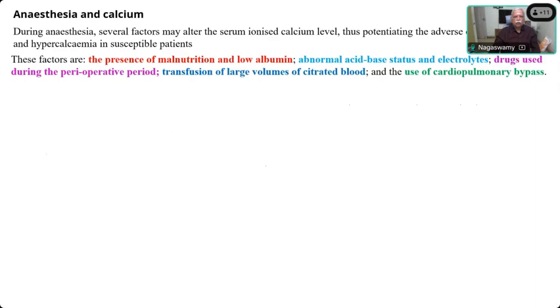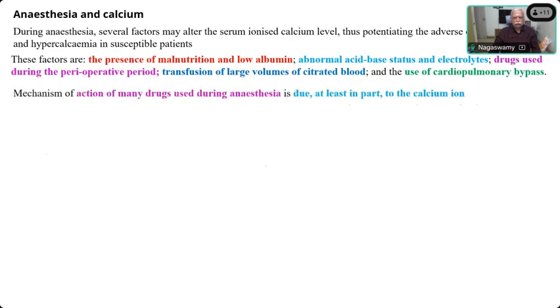So what are all the conditions that may lead to alteration? The presence of malnutrition or low albumin. As you know, 40% is bound to albumin. So if the patient with liver disease has a low albumin, the free ionized calcium concentration will go up. Similarly, abnormal acid status and electrolytes will also alter it, as will transfusion of large volumes of stored blood and the use of cardiac perfusion solutions. All these things are the causes for altering the calcium level.